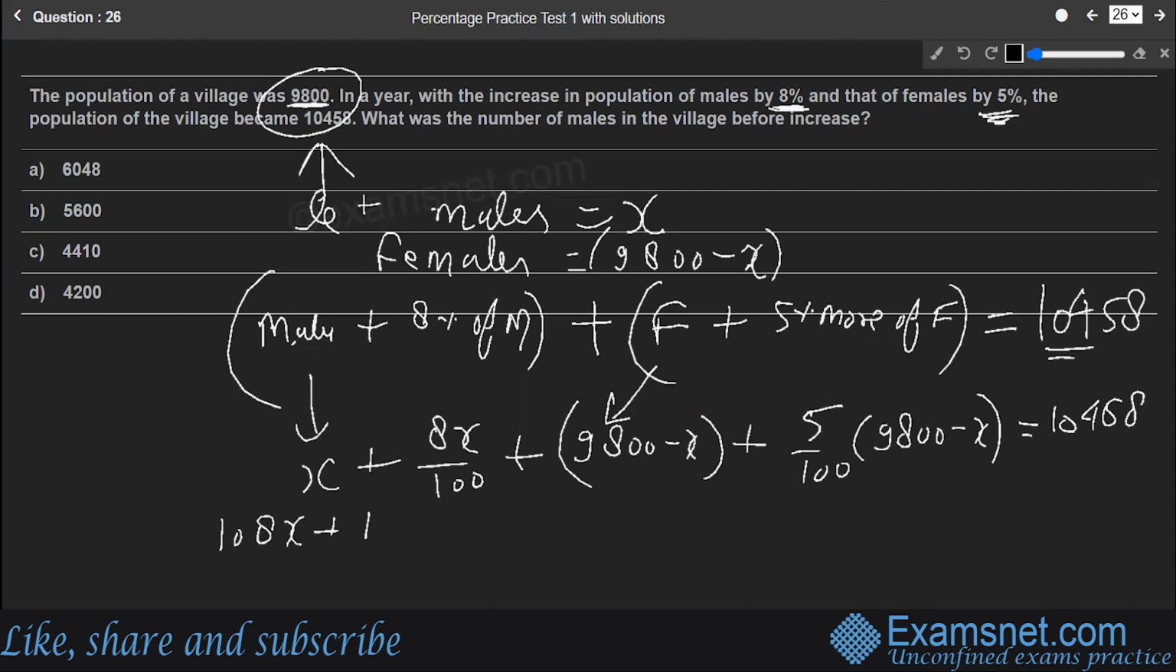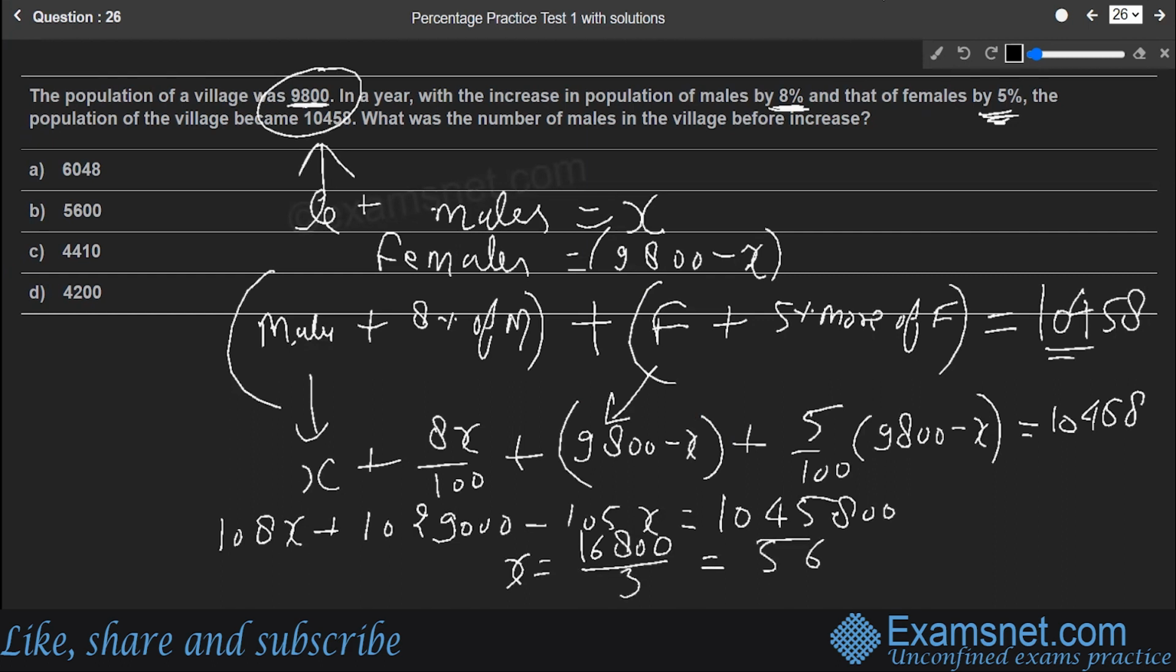108x plus 1,029,000 minus 105x is equal to, the 100 goes on the right hand side, 10,045,800. If we solve this for x, the x value comes out to be 16,800 divided by 3, which gives us the value as 5,600. So that is the number of males, X, before the increase. Let us see where it is available. It is available in option number B and becomes the right answer for us.